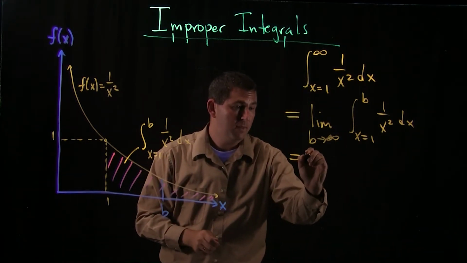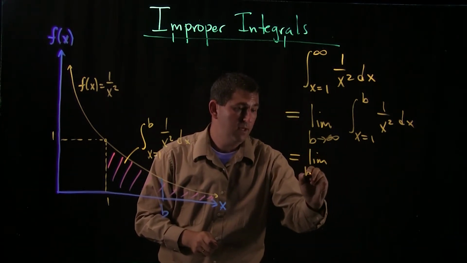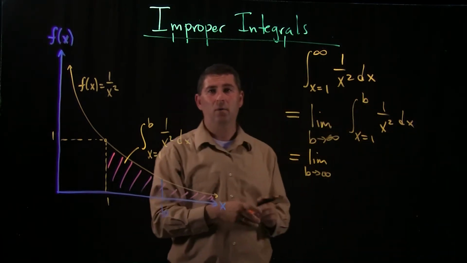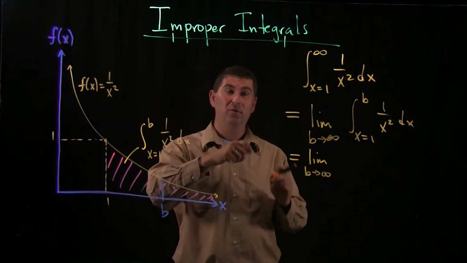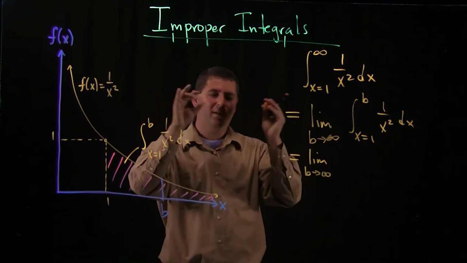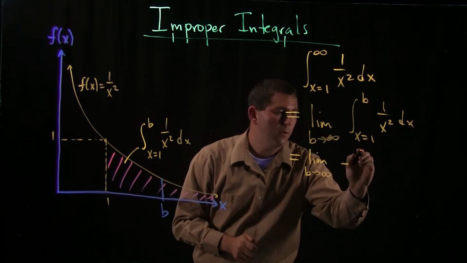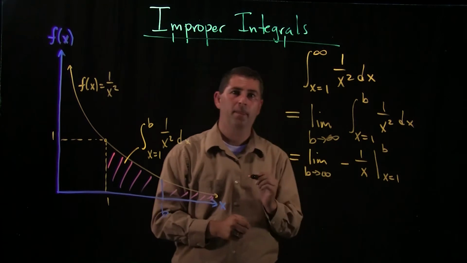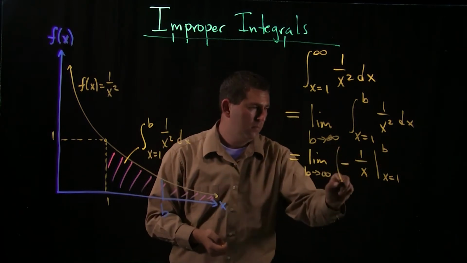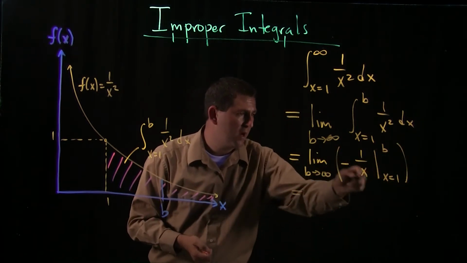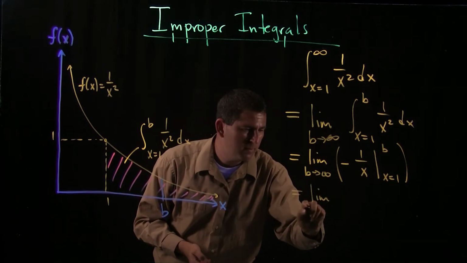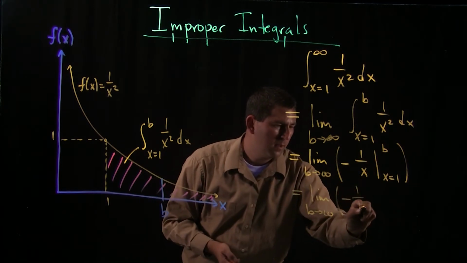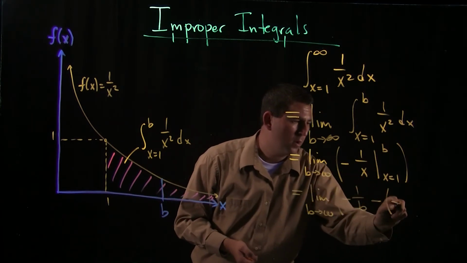So let's see. Limit as b goes to infinity. And now, what's an antiderivative for 1 over x squared? Well, let's see. 1 over x squared is x to the negative 2. Add 1 to negative 2, you get negative 1. Okay, so it's negative 1 over x, and I integrate from 1 to b. Okay, I can now use my fundamental theorem here, just write the net difference. So the limit as b goes to infinity of negative 1 over b minus negative 1 over 1.